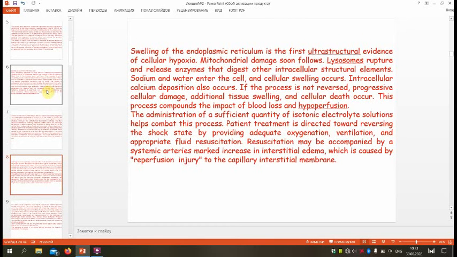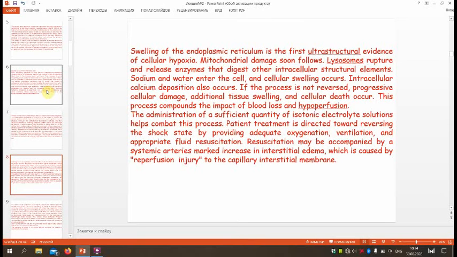Swelling of the endoplasmic reticulum is the first ultrastructural evidence of cellular hypoxia. Mitochondrial damage soon follows. Lysosomes rupture and release enzymes that digest other intracellular structures. Sodium and water enter the cell and cellular swelling occurs. Intracellular calcium deposition also occurs. If the process is not reversed, progressive cellular damage, additional tissue swelling, and cellular death occur.